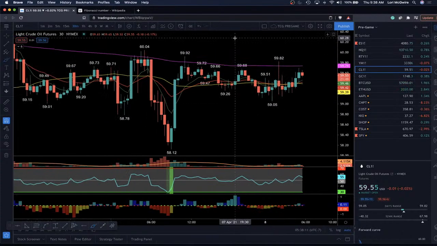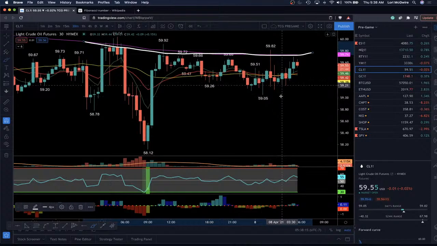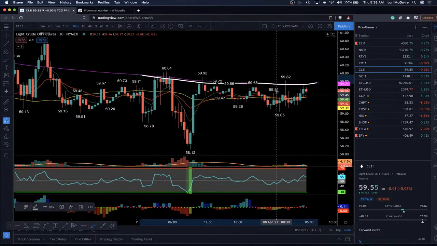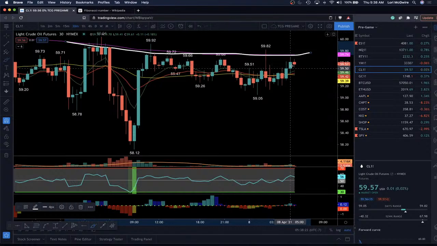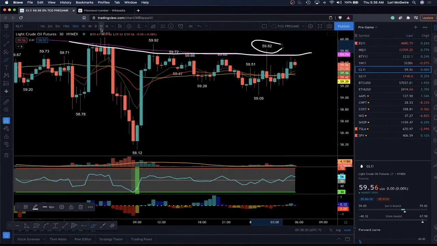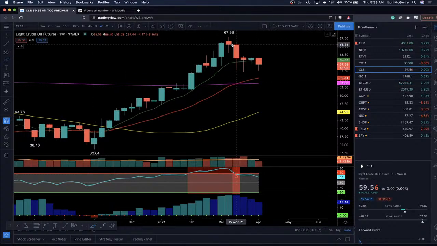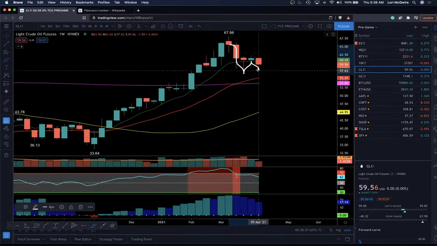All right, looking at oil. So oil, as you can see, the 200 MA is its nemesis. This is the purple line overhead. Literally, you could pick any line, any moving average, be consistent with the use of it, and it'll provide you some value. We have a 30-minute inside bar. That mother bar high is up at 59.70. That low is up at 59.41. Your next resistance, 59.82.